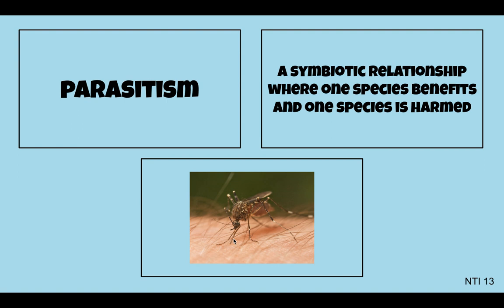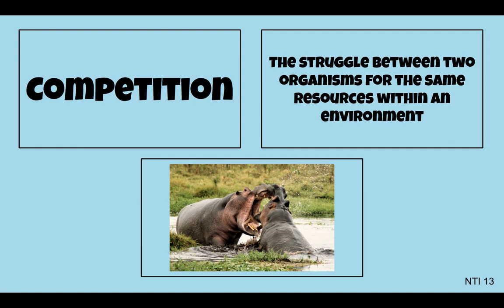And then we have parasitism, however you prefer to pronounce it. This is a symbiotic relationship where one species benefits and one species is harmed. So we have these pesky little mosquitoes that come and bite us, or suck the blood out of our skin, and it hurts us because typically you have itching and welts that occur after the mosquito has gotten you. And then we have competition.